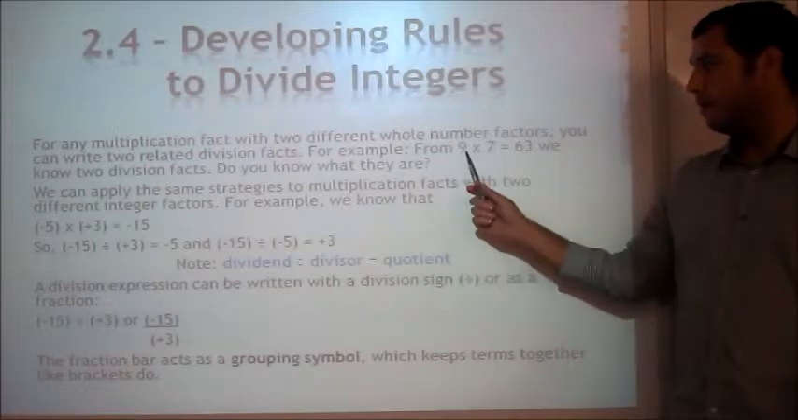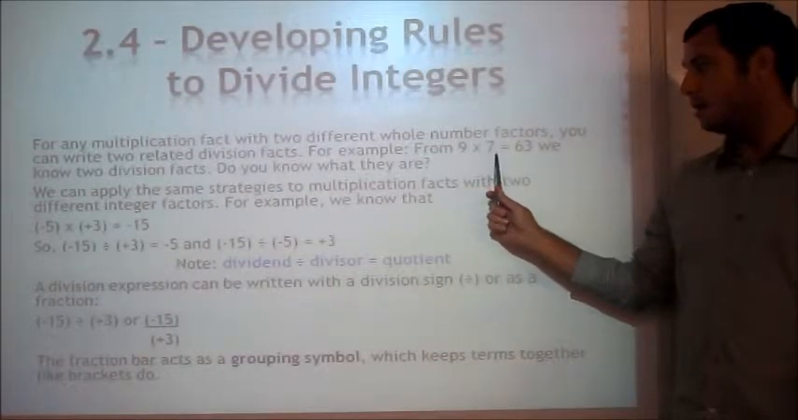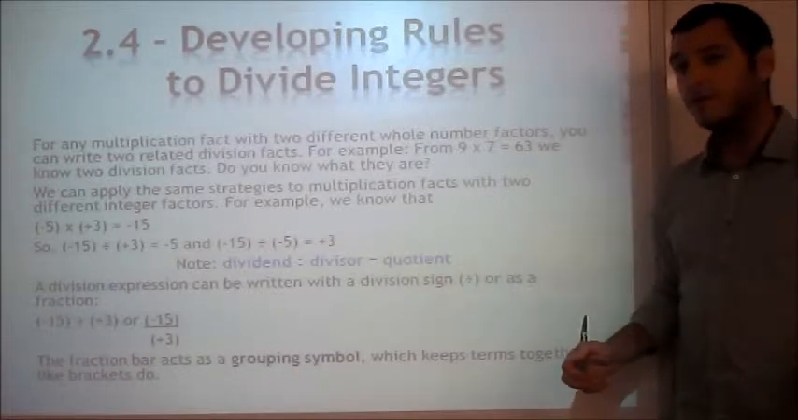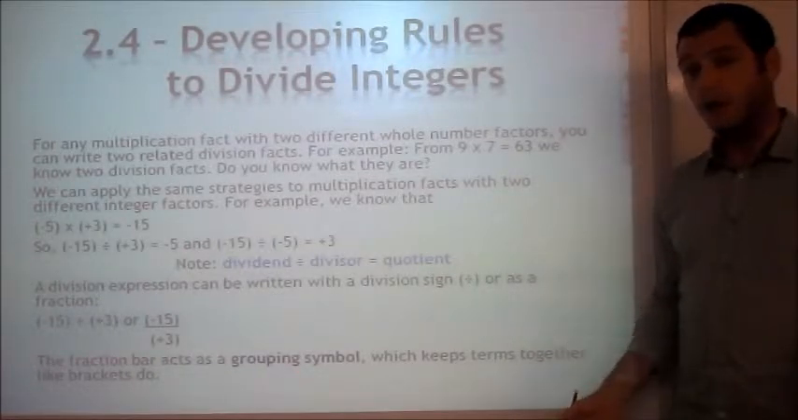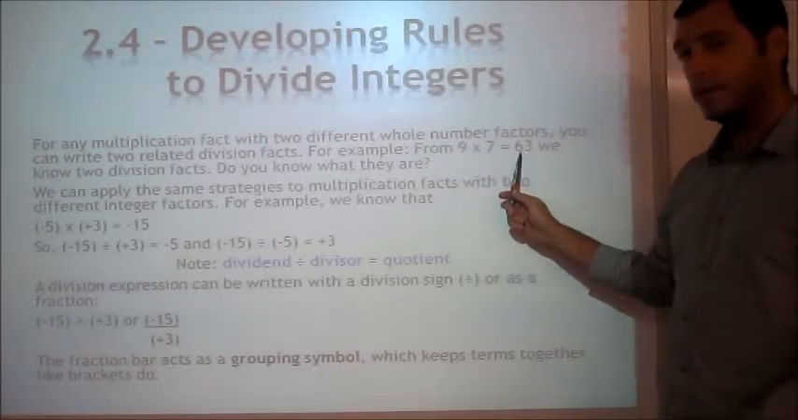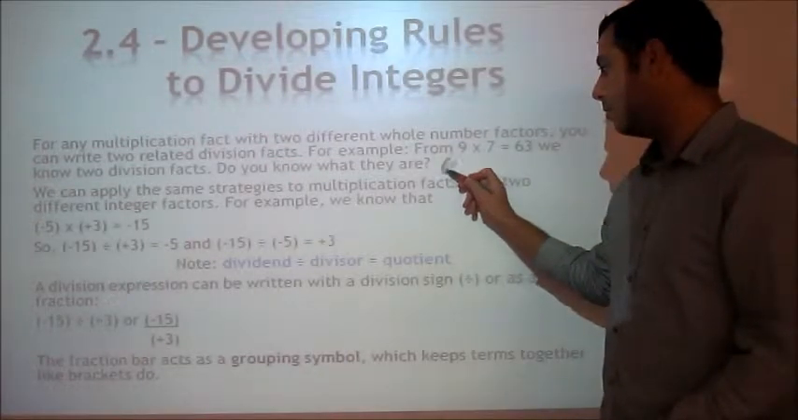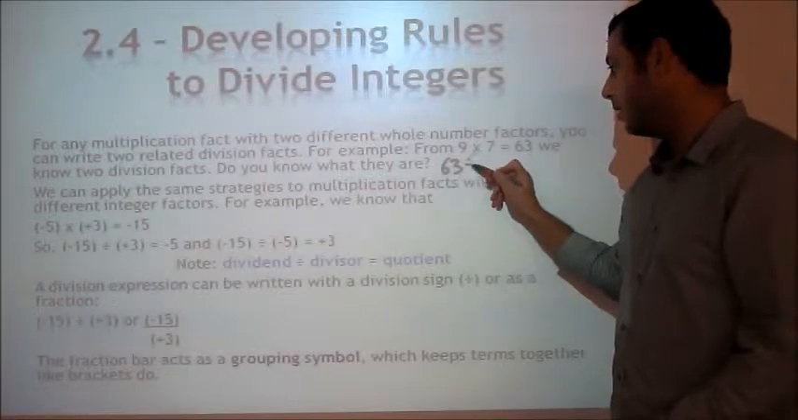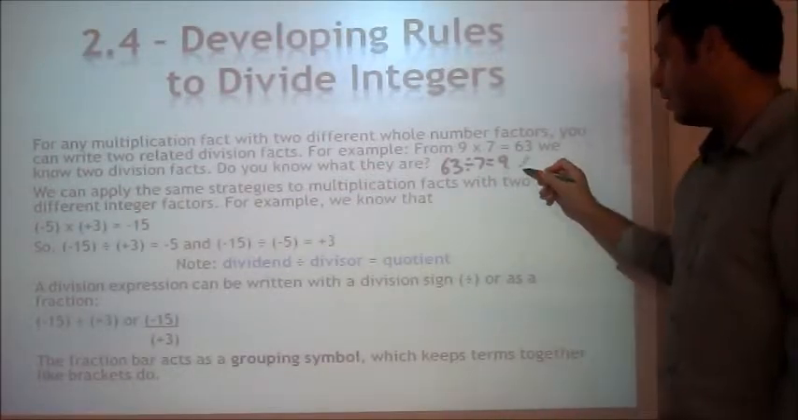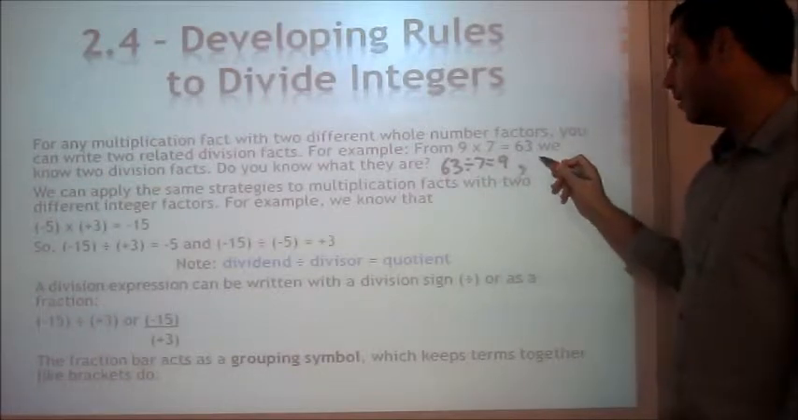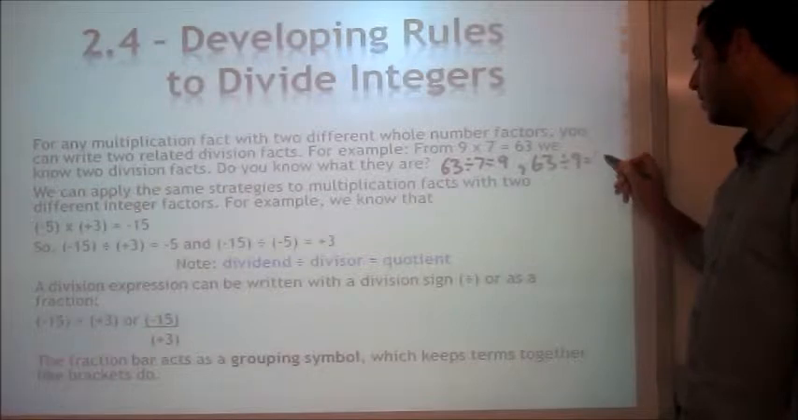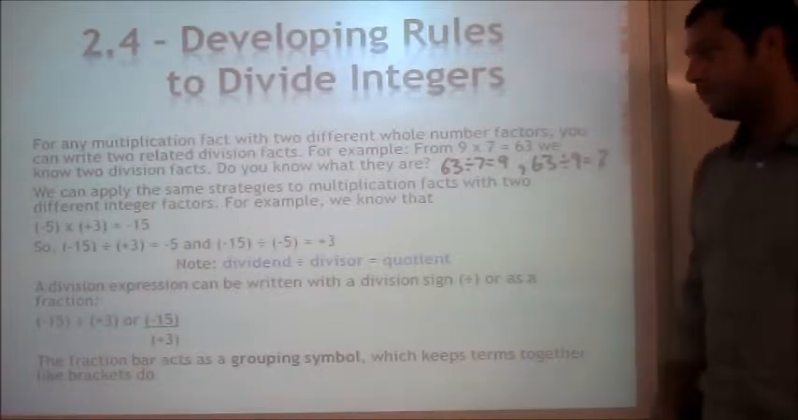For example, from 9 times 7 is equal to 63, we know two division facts. Do you know what they are? If 9 times 7 is equal to 63, we should be able to determine that 63 divided by 7 is equal to 9. And we should also be able to determine that 63 divided by 9 is equal to 7.